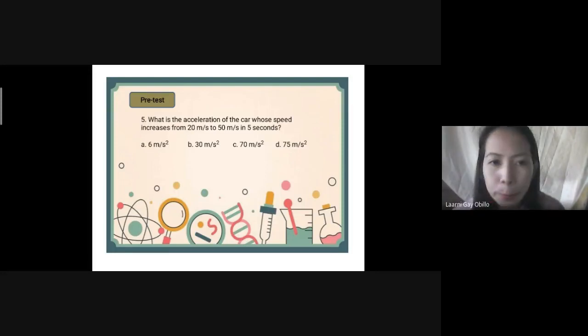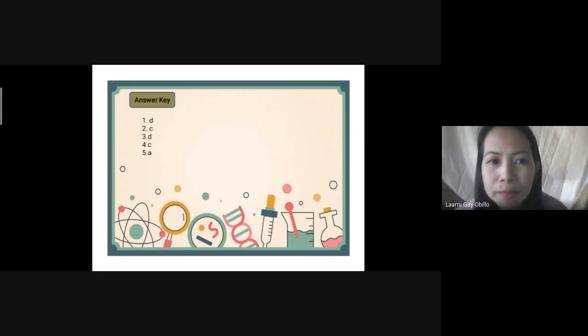For number 1, the answer is letter D, all of the above. For number 2, the answer is C, a car with decreasing speed that comes to a stop. For number 3, what is the standard unit for acceleration? The answer is letter D, meter per second squared. And for number 4, a car is accelerating at the rate of 5 meters per second per second. What does it mean? The answer is letter C.